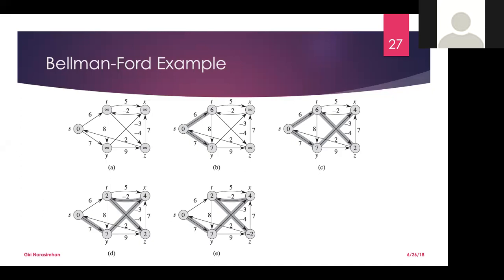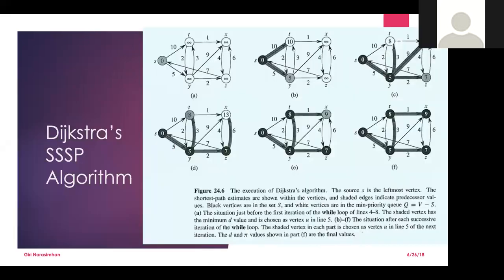If you apply Bellman Ford, it will eventually figure out that this is the shortest path tree for this particular example. By the way, it is important for you to understand that in this example, the dark edges correspond to the shortest path tree. So the shortest path tree from the source vertex has this edge, this edge, this edge, and this edge.